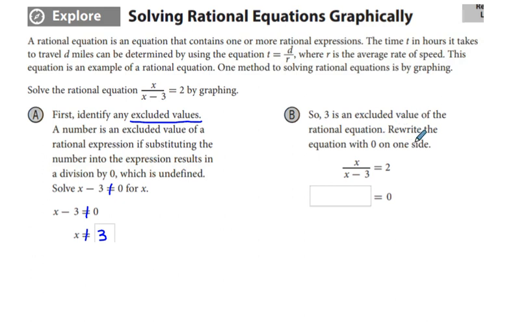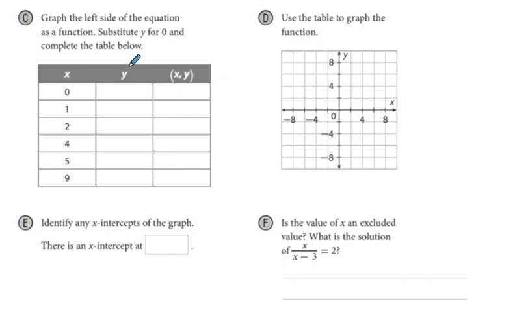Rewrite the equation with 0 on one side. And to do that, we're going to subtract 2 from each side of this rational equation. So we have x over x minus 3 minus 2 is equal to 0. And the next step is we're going to change this 0 to f of x, or y, and then graph. And so we substituted y for 0.